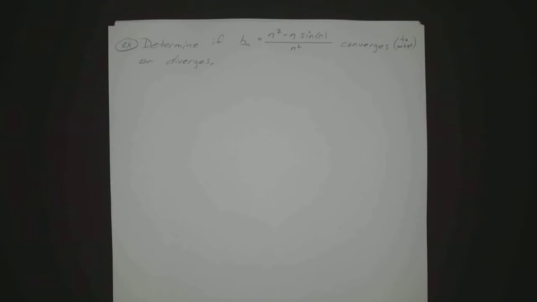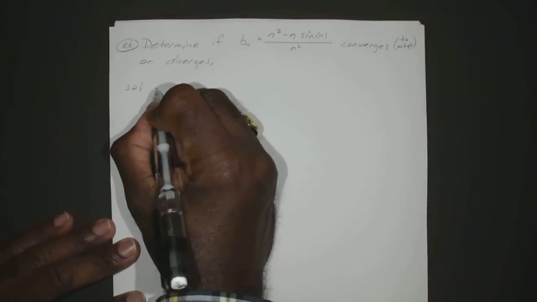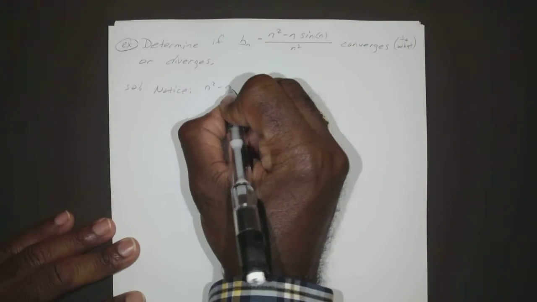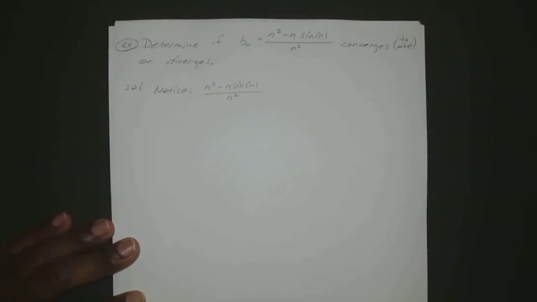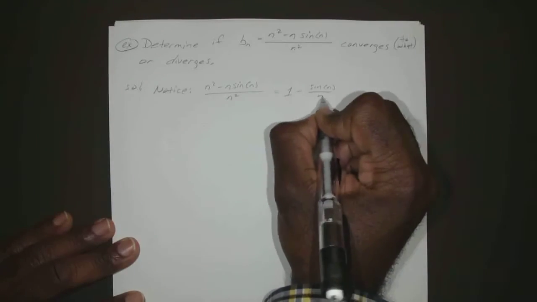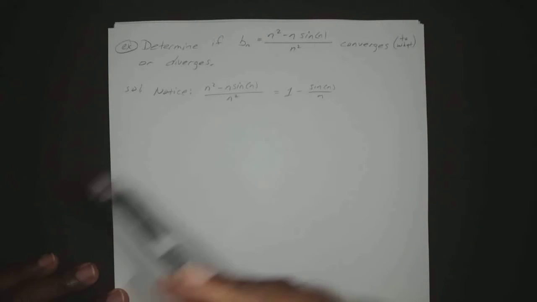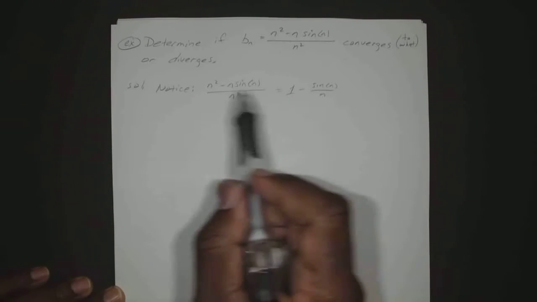Now with this one, it'll actually be easier to rewrite it. If you have n squared minus n sine of n divided by n squared, that actually equals 1 minus sine of n over n. You have n squared over n squared, minus n sine of n divided by n squared, so they kind of cancel out. So this one's a lot easier to work with than this one.